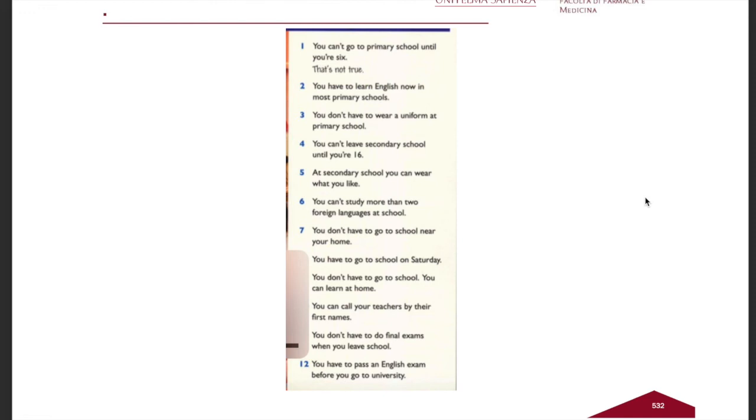Here's some more speaking examples. So here's an affirmation. So in the Ukraine, you can't go to primary school until you're 6. So then the idea is to take the prompt and then make it true for your culture.